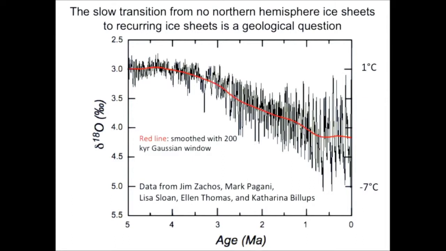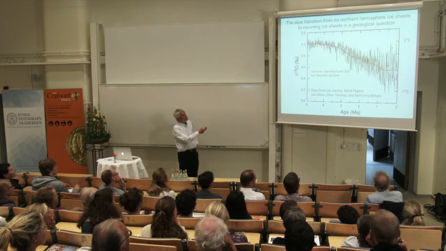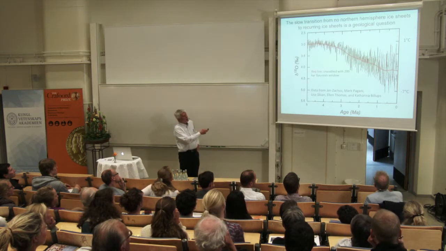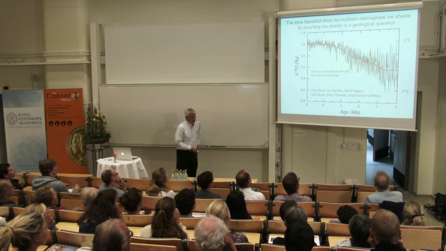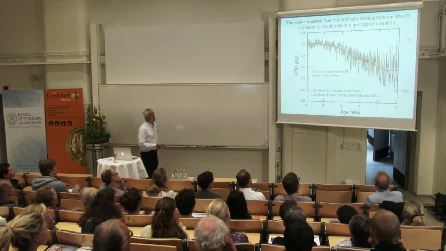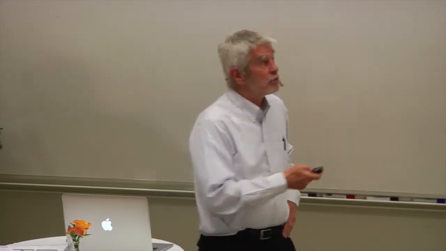If you smooth through all this, average with a 200,000-year window, you get this red curve, a steady decrease. And the point is that this suggests over the past 4 to 5 million years, there's been a steady decrease in temperature in the high latitudes. Crudely, this would go from of order 1 degree Celsius to, at the time of ice ages, of the order of negative 7 degrees Celsius, but this long cooling process. And so the rest of this talk is really going to focus on why did that happen.